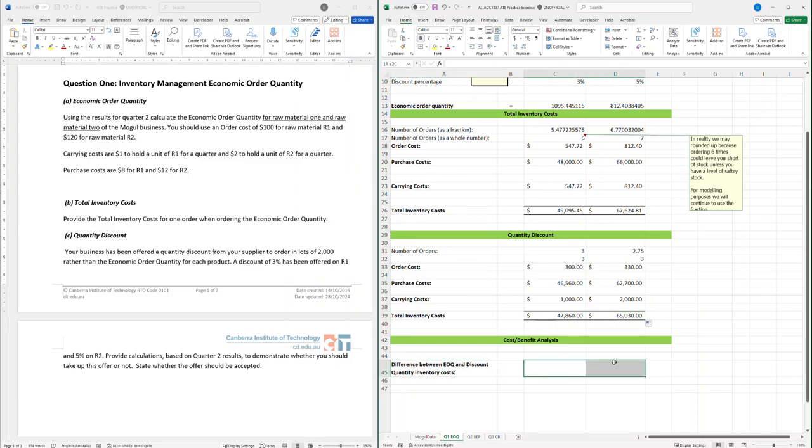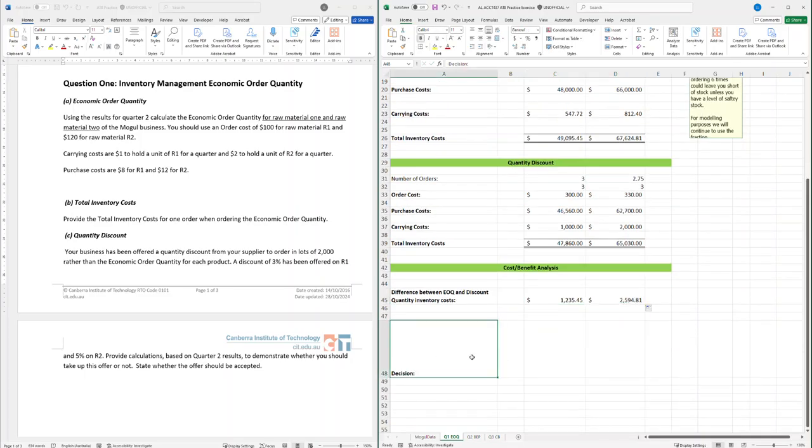Now, don't forget to answer the questions. Difference between EOQ and discount quantity cost. So don't forget to answer this question here. Okay, so what should be the difference, as I just mentioned? You would do the difference between the two. Okay, so what's your discussion? So don't forget you need to answer this part when you are in the actual assessment.